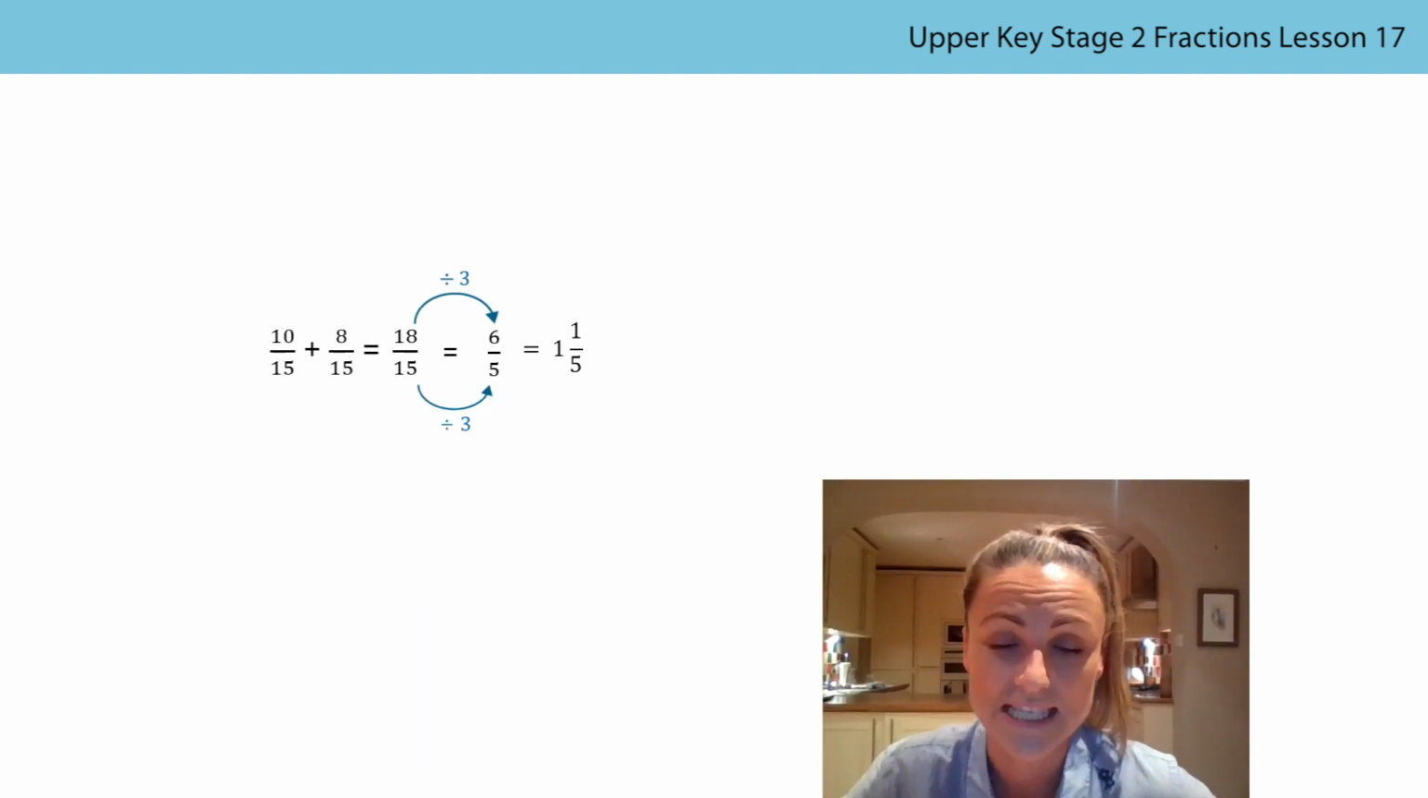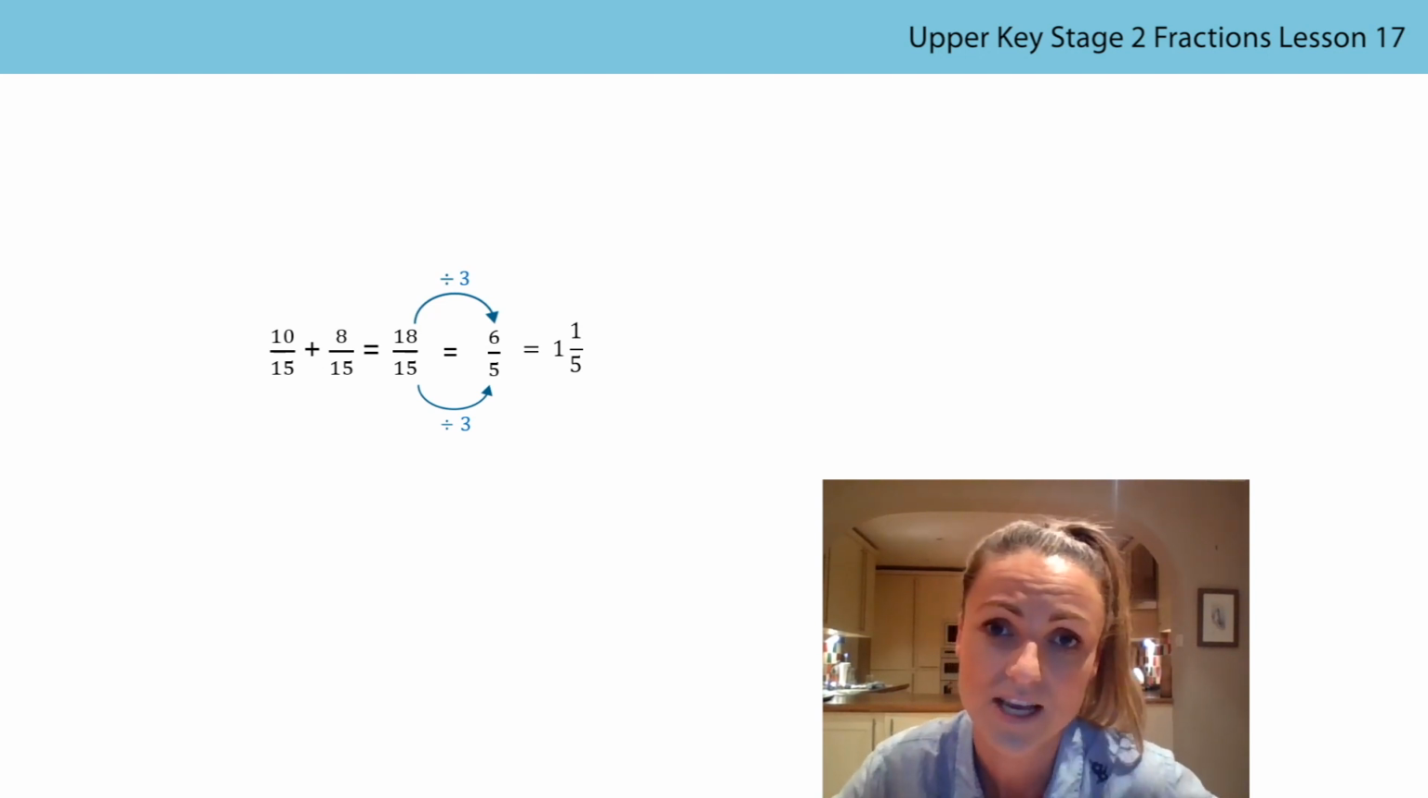So we are going to take another look at the first example from your practice activity. 10/15 add 8/15, and this was how we solved it. We first of all added the 2 fractions to get 18/15, which we've already said is an improper fraction. And at this point, we simplified it by finding the highest common factor, simplifying that to 6/5, and then we converted that to a mixed number. And we're going to call this method 1.